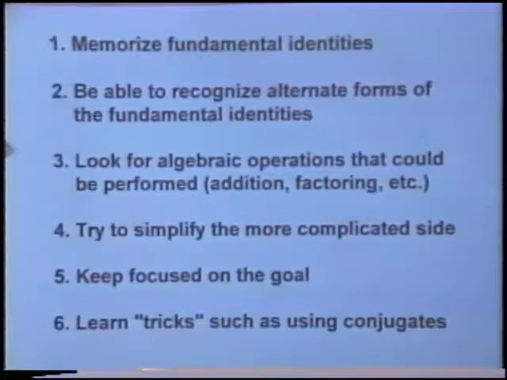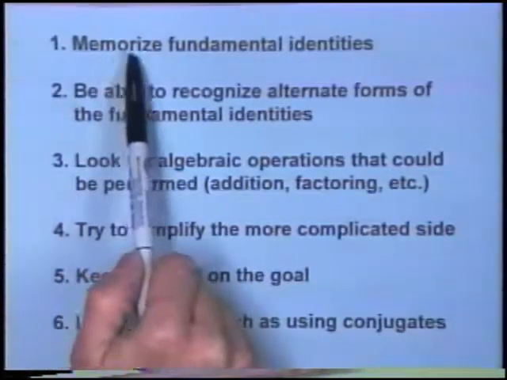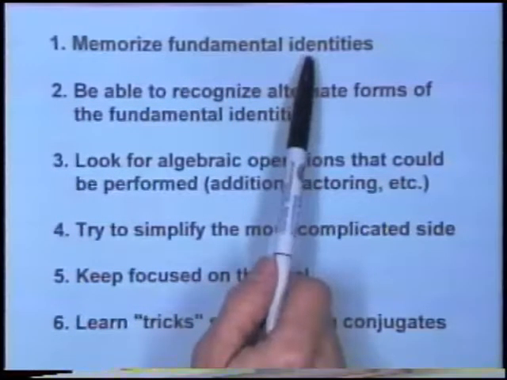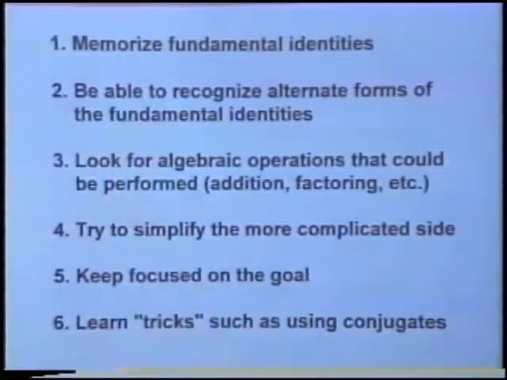I have listed here several suggested steps or things to consider as you verify trig identities. Notice that the very first thing that we talk about is to memorize fundamental identities. You must memorize these identities. You must know them as well as you've learned things in the past, like 2 plus 2 equals 4, so that you may recognize things as you're trying to verify these trig identities, and it will make the problem much easier for you. Notice number 2 says also to be able to recognize alternate forms of the fundamental identities. So sometimes it's not just enough to know the identities themselves, but to also recognize other forms.